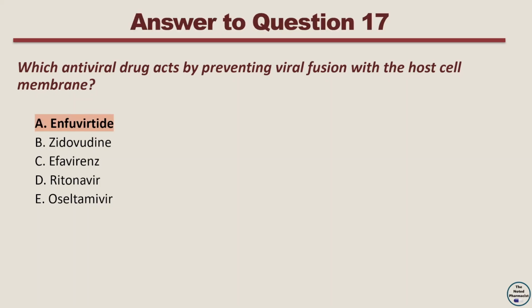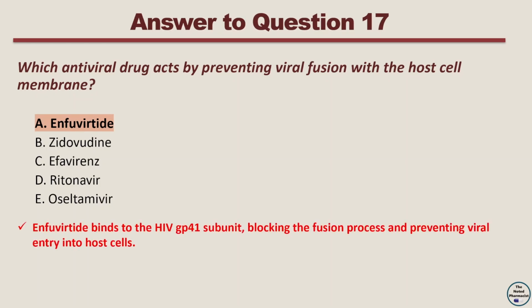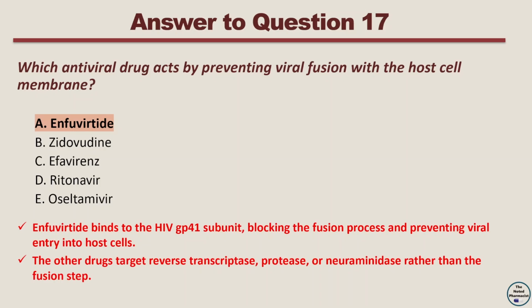The correct answer is option A, enfuvirtide. This occurs because enfuvirtide binds to the HIV GP41 subunit, blocking the fusion process and preventing viral entry into host cells. The other drugs target reverse transcriptase, protease, or neuraminidase rather than the fusion step.